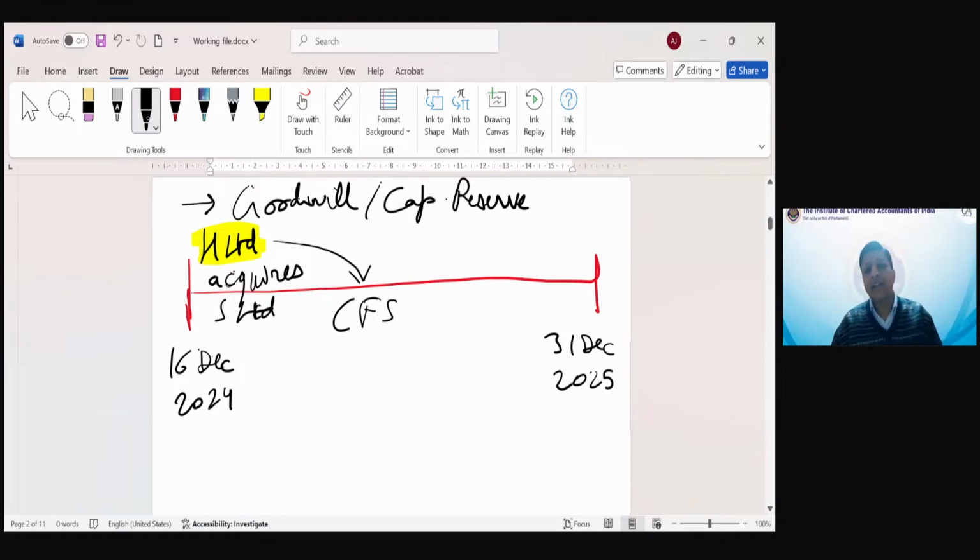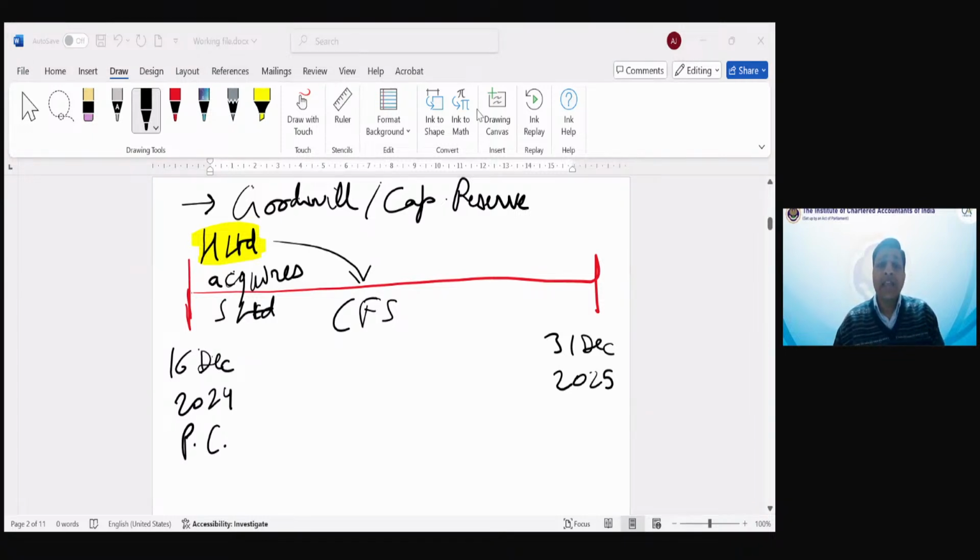Now, for these consolidated financial statements to be prepared, there's one part we need to understand. In the books of H Limited, there would be a purchase consideration. When H Limited acquires S Limited, will H Limited pay something for that acquisition or not? Tell me. Anil says yes. Great.